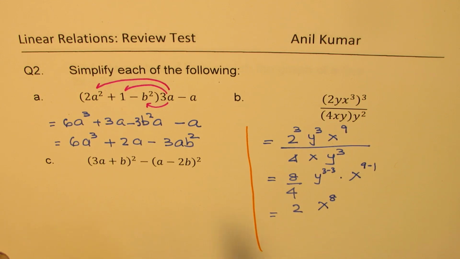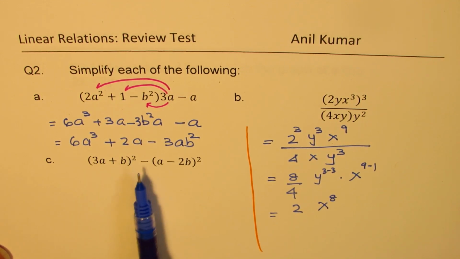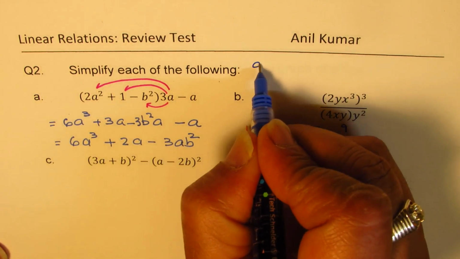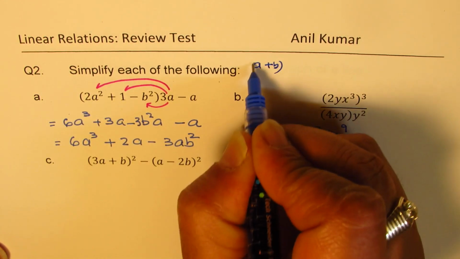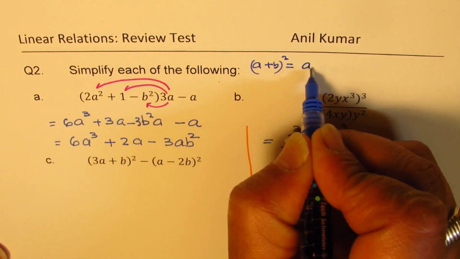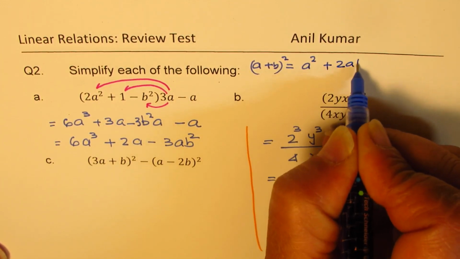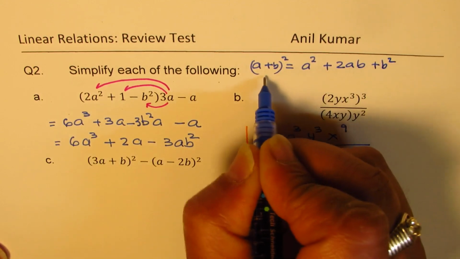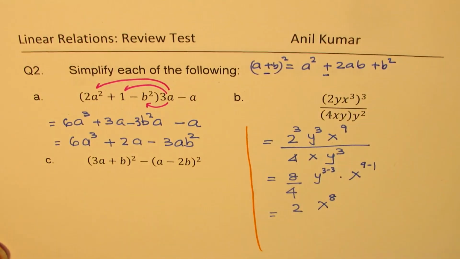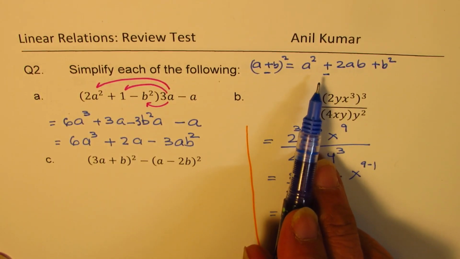Now the next polynomial here is (3a plus b) whole square minus (a minus 2b) whole square. Now remember, (a plus b) whole square is what? (a plus b) whole square is a square plus 2ab plus b square. And if we have negative here, this sign is negative. So that's the formula which we are going to use.